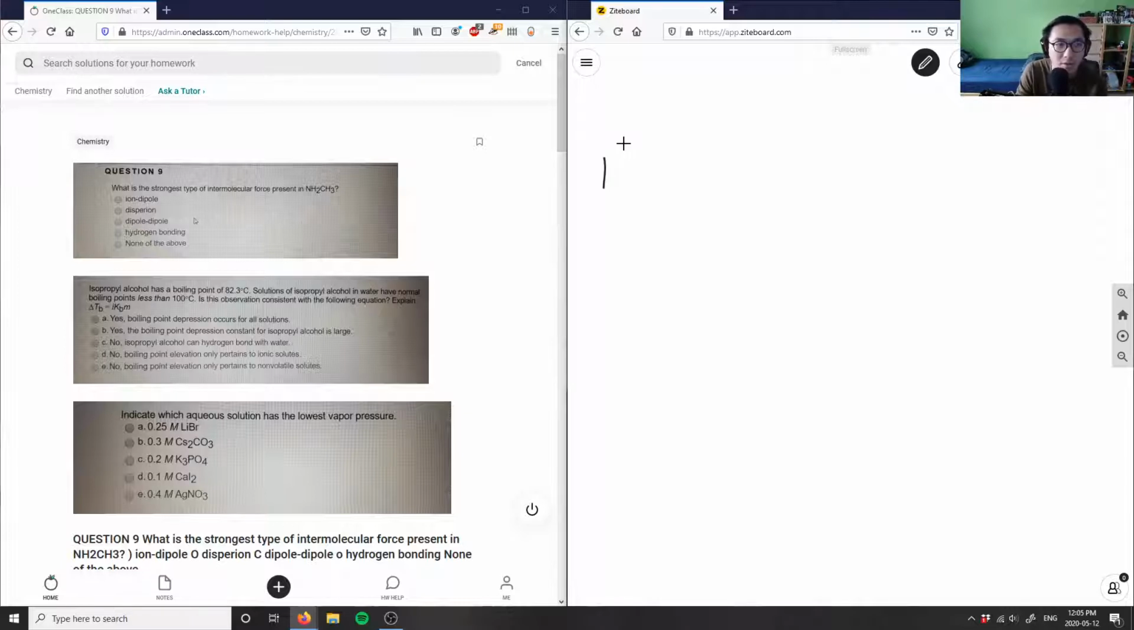There we go. So it's asking us, what is the strongest type of intermolecular force present in NH2CH3? So we have NH2CH3, and we want the strongest intermolecular force, right? We want the strongest intermolecular force.